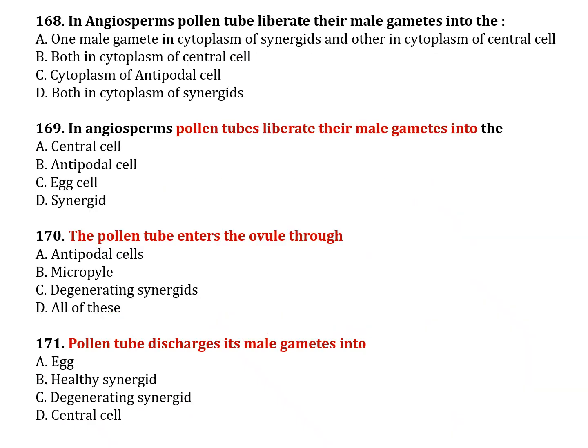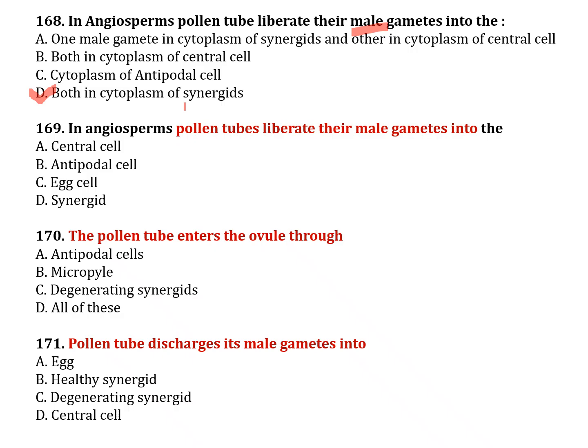The next question, number 168. In angiosperms, pollen tubes liberate their male gametes into the option A, one male gamete in cytoplasm of synergid and other in the cytoplasm of central cell. Option B, both in cytoplasm of central cell. Option C, cytoplasm of antipodal cell. Option D, both in cytoplasm of synergid. Correct answer is option D, both in cytoplasm of synergid. Then one male gamete fuses with the egg and another male gamete fuses with the central cell.